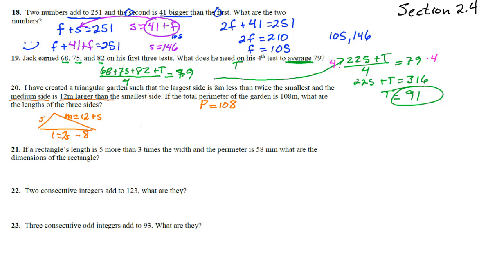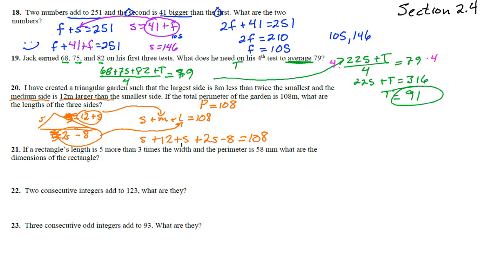We could do this in 2 steps first, and then you can see how you could skip a step. You would have the small plus the medium plus the large equaling the total perimeter, 108. Then substitute in for the M and the L, and you would get S plus 12 plus S plus 2S minus 8 equals 108. You could almost add up the perimeter all the way around before writing the equation.